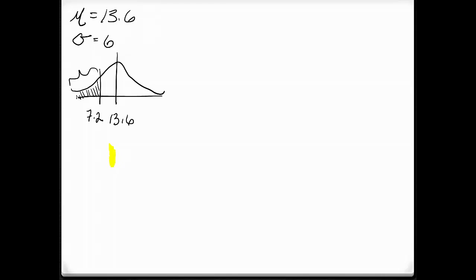Now, I'm going to end up using Excel to find some of these. There is a code for Excel to do this for you, so I will show you that instead of using the chart for this problem. So we're looking at 7.2. We've got Z equals X minus mu over the standard deviation. So let's find the Z for 7.2.